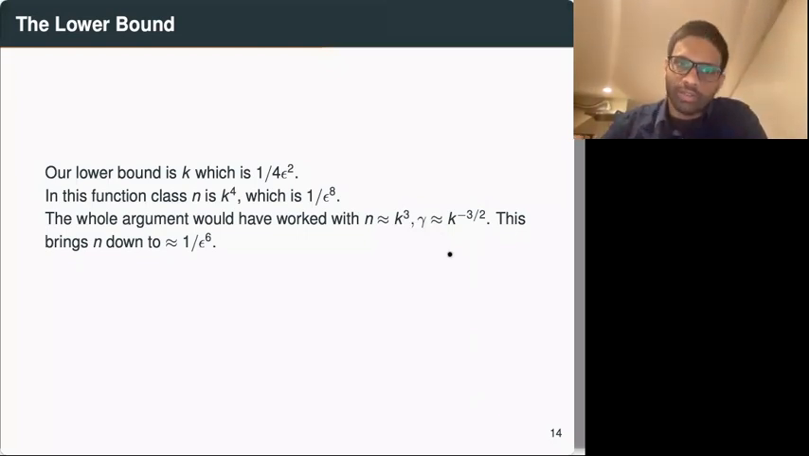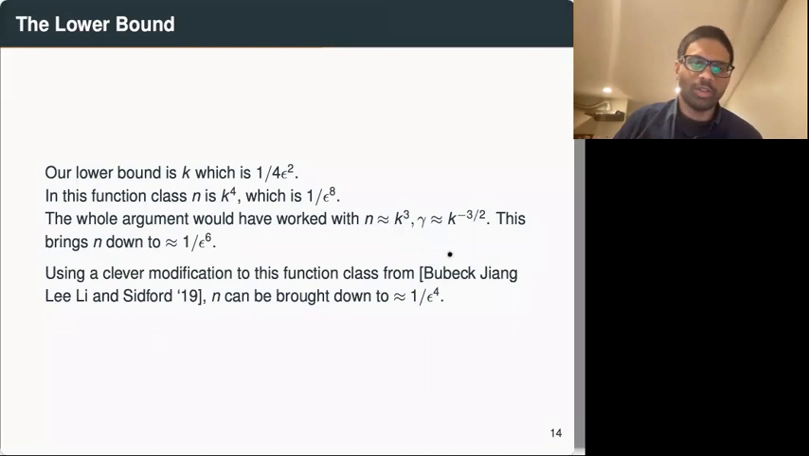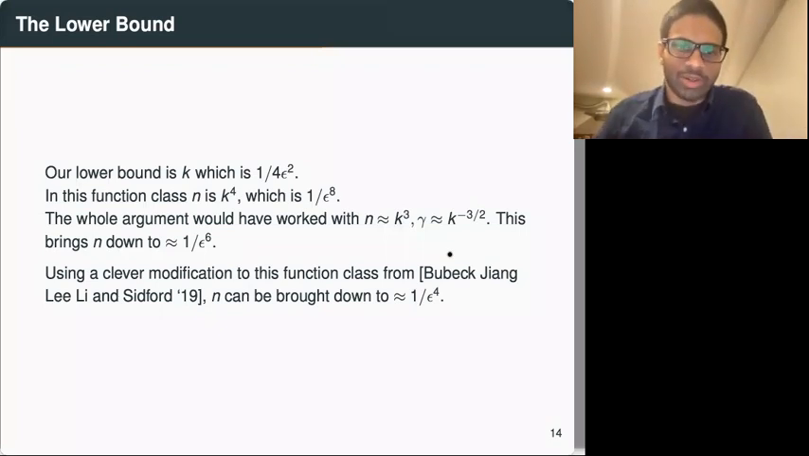Now, we claimed in the graph at the beginning that we had our lower bound of 1 by epsilon square when n was larger than 1 by epsilon to the 4. Now, that is a complicated argument, which uses a very clever modification from a paper of Bubeck, Zhang, Li, and Sidford, using something called the wall function. And using that, n can actually be brought down to 1 by epsilon to the 4. And that's the state of the art right now. I can't explain the wall modification. I mean, it's really cool. You should see it from their paper or from our paper, but I can't explain it. So that's it for the lower bound in the gradient descent setting.